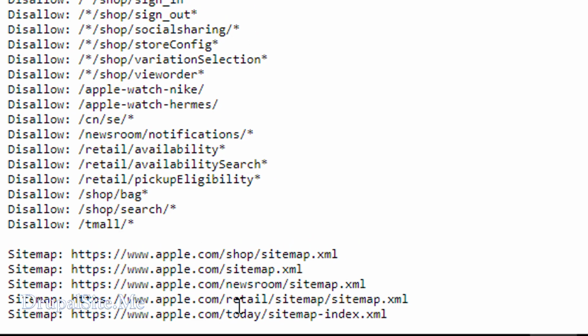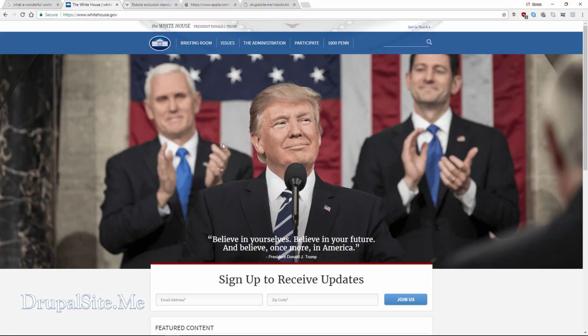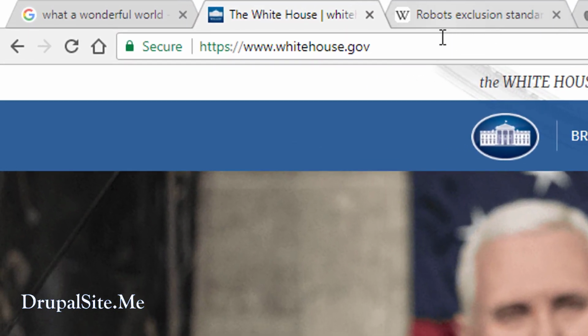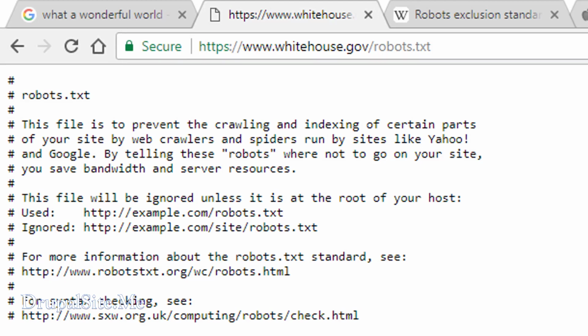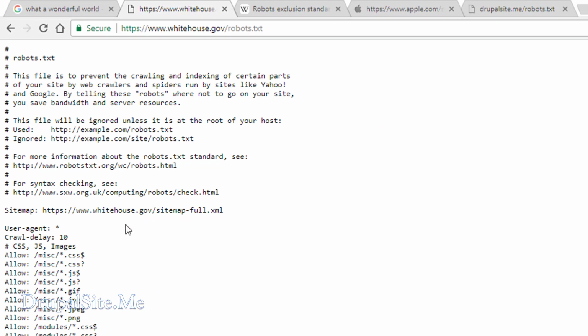Let us look at another example. So this is the White House web page. Let's look for robots.txt. Right. So that's the White House robots.txt file, exclusion protocol. Indicating where the sitemap is located for the crawl engine is important for proper indexing. I have an extra element called crawl delay.